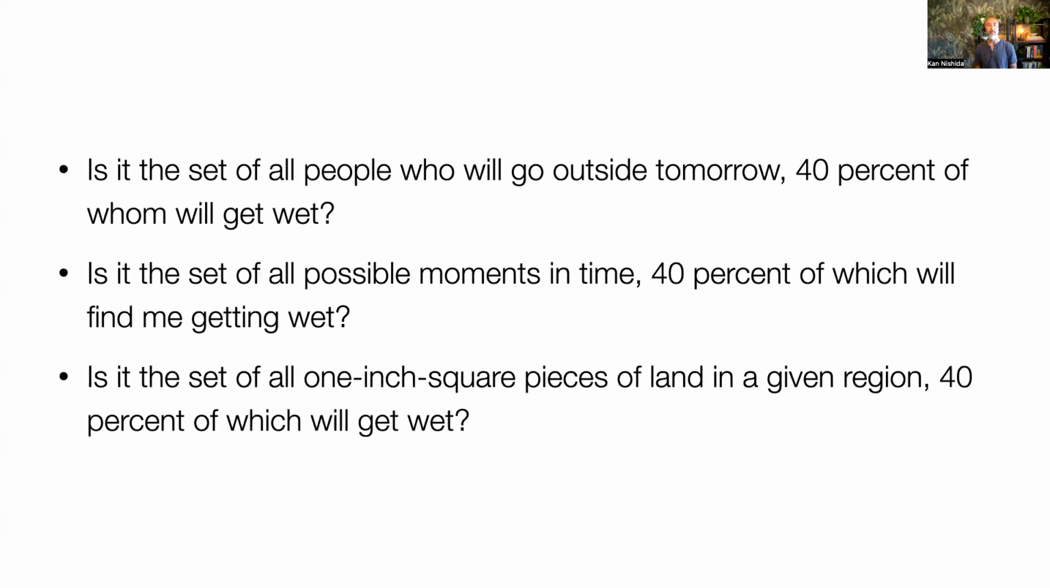So what does this 40% mean? Does it mean that if 100 people go outside, 40 of them get wet? Or maybe if I go out and count every minute, over 100 minutes I got wet in 40 of them? Or maybe when I look at the ground, only 40% of the area gets wet? Because if that's the case, then I can calculate these numbers in a more objective way based on the numbers.